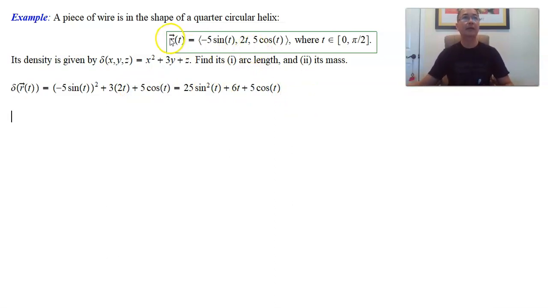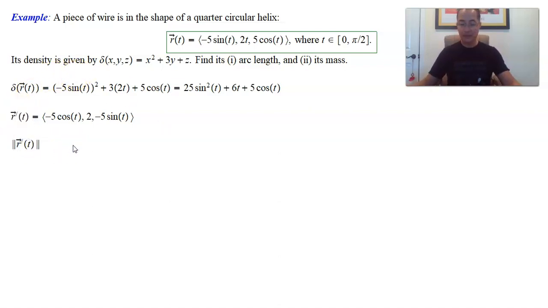Okay, we're not yet ready. We still have to find the derivative. So we want r prime of t. Derivative: -5 sine turns into -5 cosine. 2t turns into 2. 5 cosine turns into -5 sine. Yeah, for a helix, it's a little bit forgiving. If you forget the signs, it's not the end of the world because we're going to square them anyway. So you just got lucky.